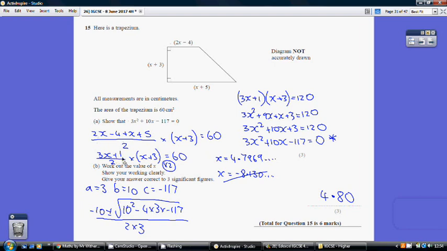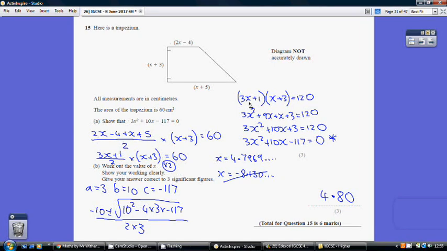So we've got 3x plus 1 divided by 2, and this has got to be multiplied by the height of the trapezium. And what does this equal? This equals the area, and the area equals 60. Now I think at this point it's easiest to undo this dividing by 2, so I've chosen to multiply both sides by 2, giving me 120 on the right. So at that point I've got 3x plus 1 multiplied by x plus 3, and that equals 120.